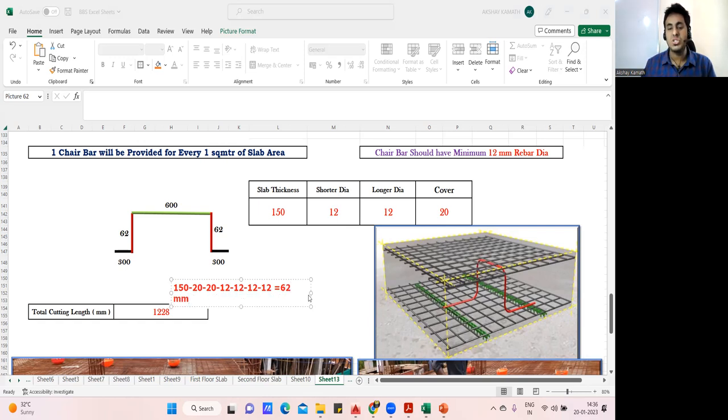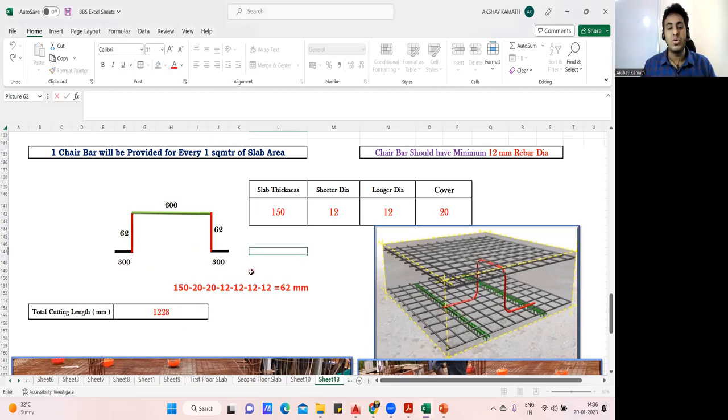So this height will be 62 mm, and you can see practically here, this is also 62 mm, and this is also 62 mm. Done. Now you have all the values. You know this is 300, this is 62, this is 600, this is 62, this is 300. Add everything, and we'll get the total cutting length required for the chair bar.